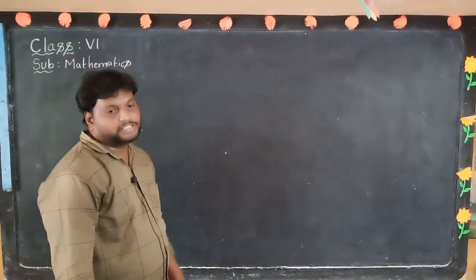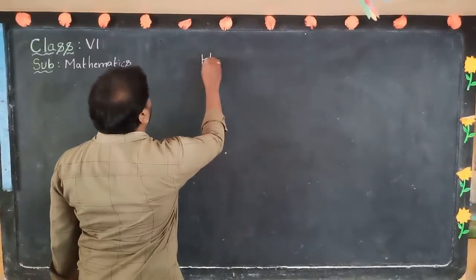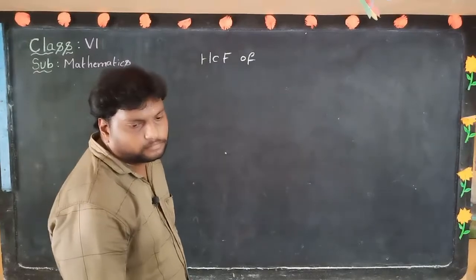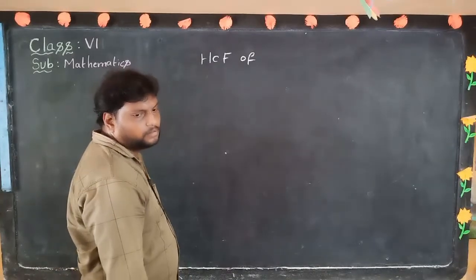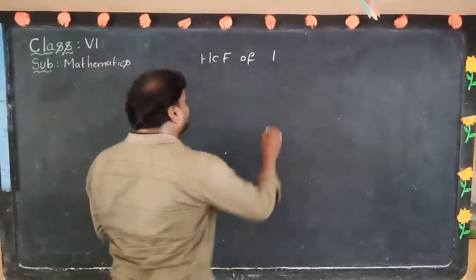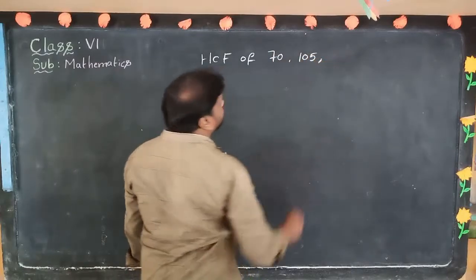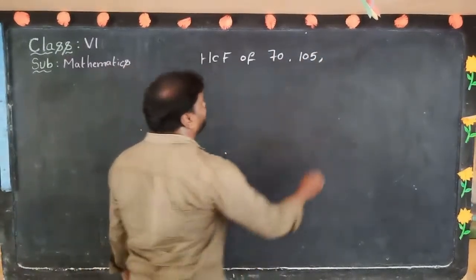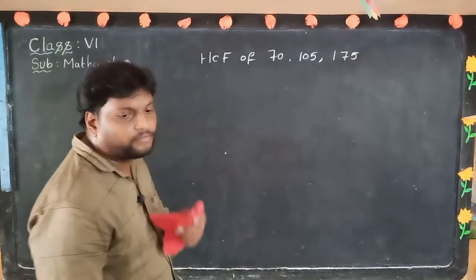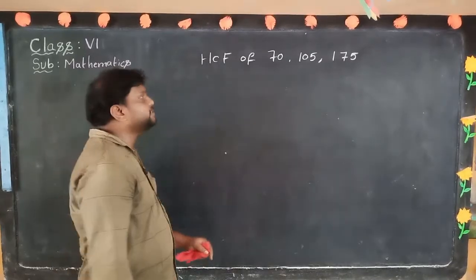Now we'll take some big problem. HCF of 70, 105 and 175. Okay, HCF of 70, 105, 175.